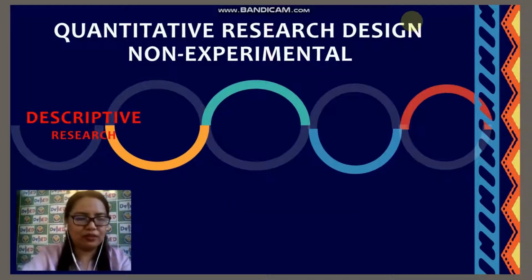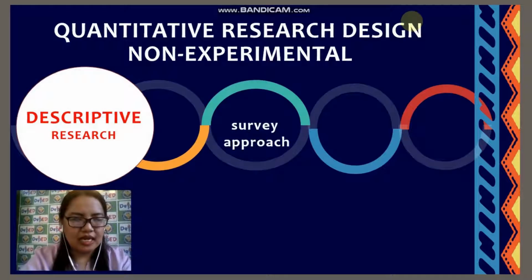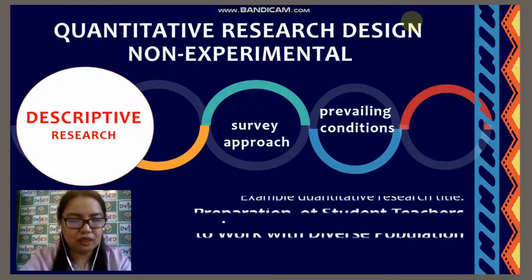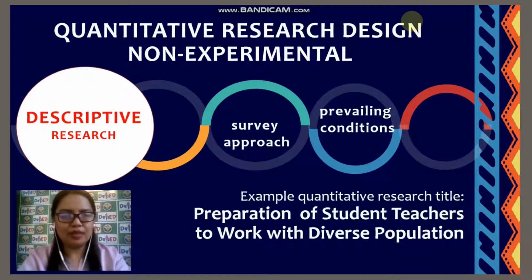What about descriptive research? It oftentimes uses survey approach or normative approach and is a study of prevailing conditions. Here's a sample title. Preparation of student teachers to work with diverse population. This study aims to describe the degree to which the education programs prepare the students to work with diverse population.